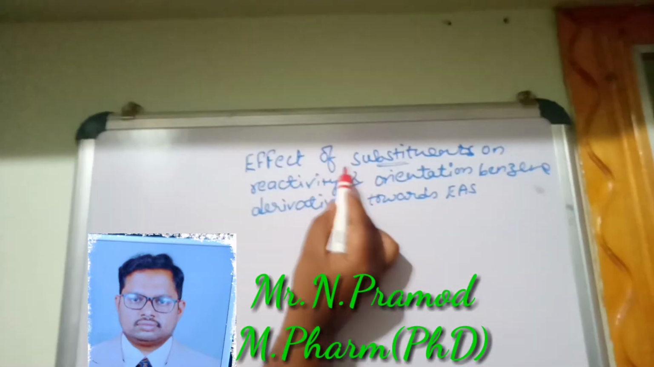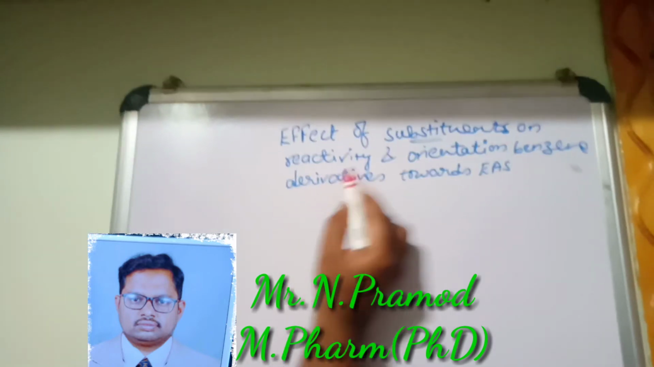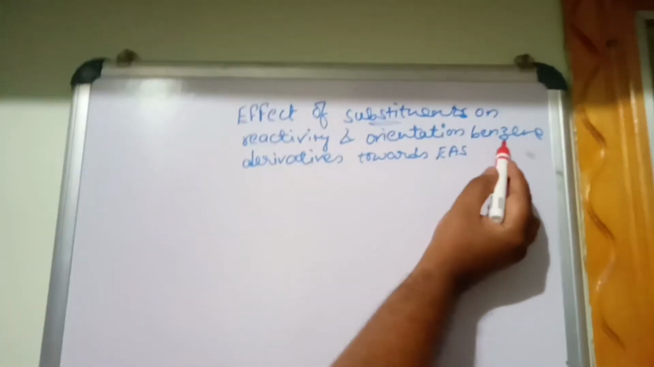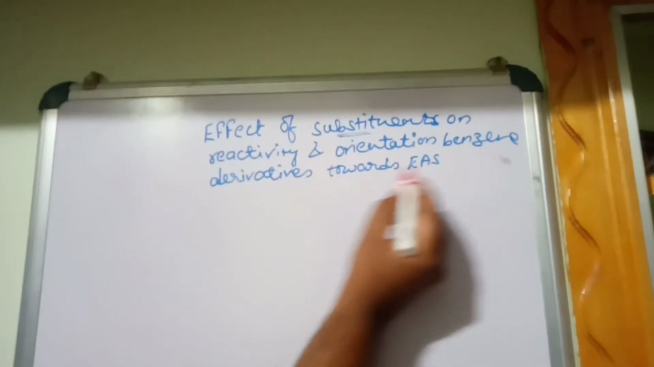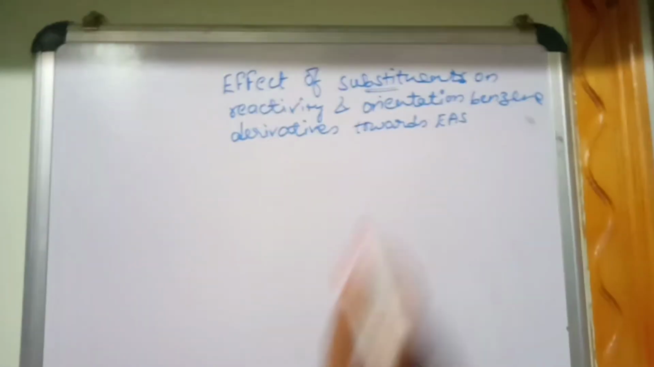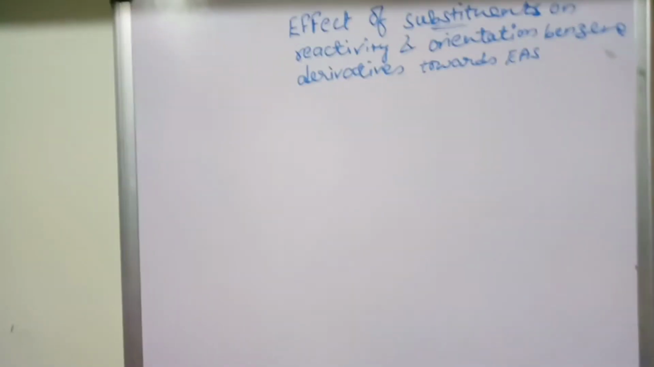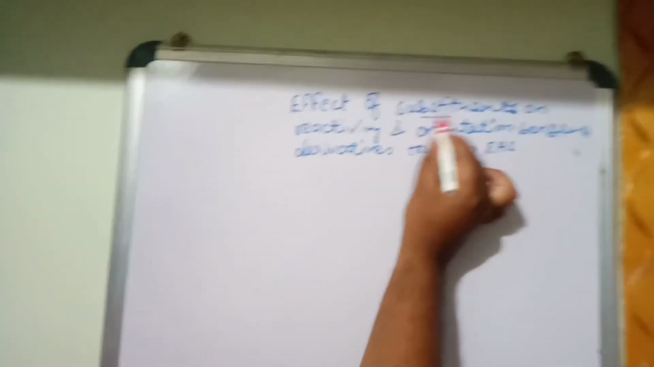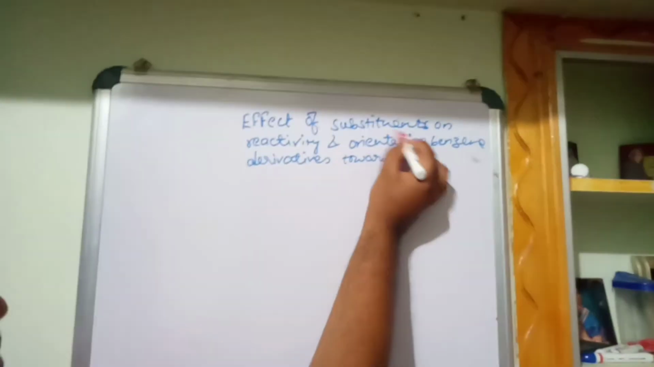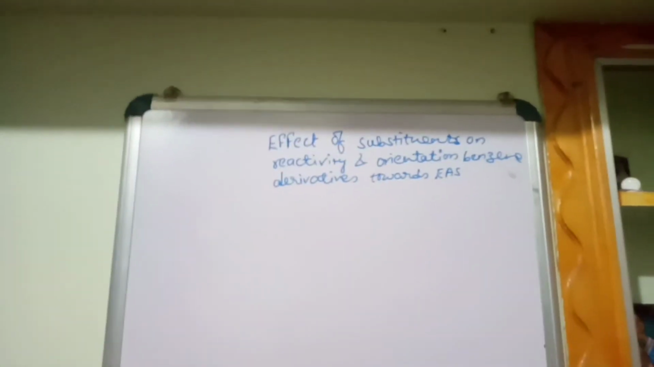Today we discuss the effect of substituents on reactivity and orientation of benzene derivatives towards electrophilic aromatic substitution reaction. In order to understand this broad title, first we have to know the meaning of substituents. What are the various types of substituents that are present?